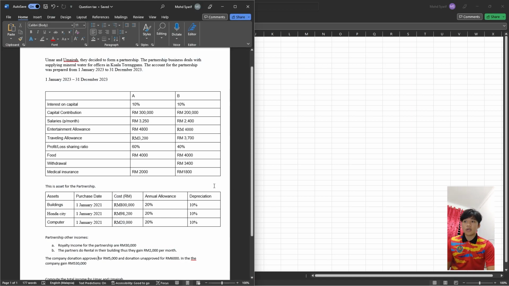Umar and Umaira decide to form a partnership. They have a business supplying mineral water in Kuala Terengganu, and this accounting period is from 1st January 2023 to 31 December 2023. These are the attributes contributing to the accounting: interest on capital, expenses, assets, other income, and also the net profits.